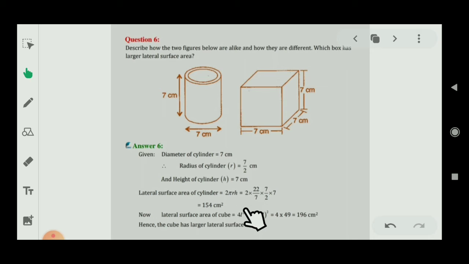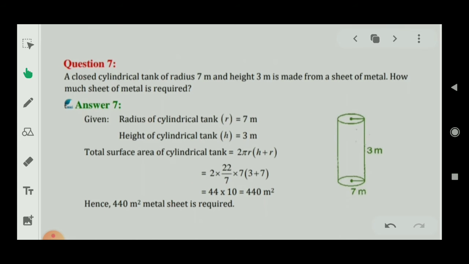Now students, we have to find out the lateral surface area of this cube. As we know that the formula of lateral surface area of the cube is 4 into side square. Side's value is 7 centimeter. That means 4 multiply 7 square. The solution is 196 centimeter square. So easily we can say that the cube has the larger lateral surface area because cube's value is greater than the cylinder's value.